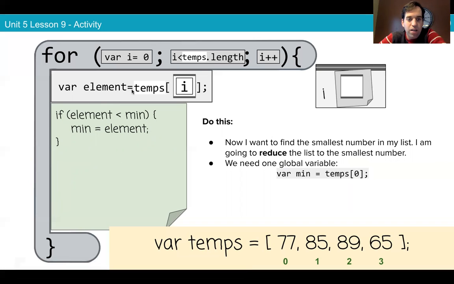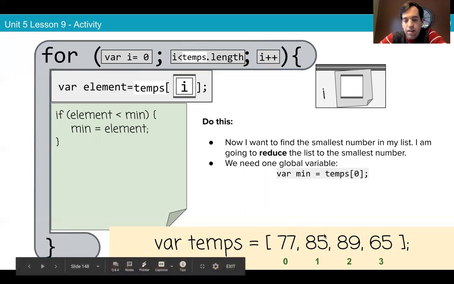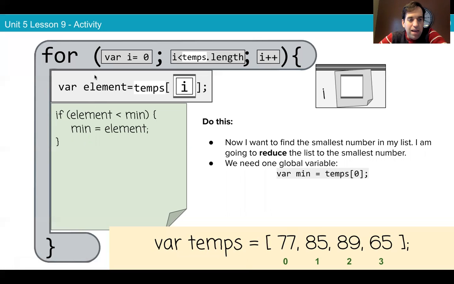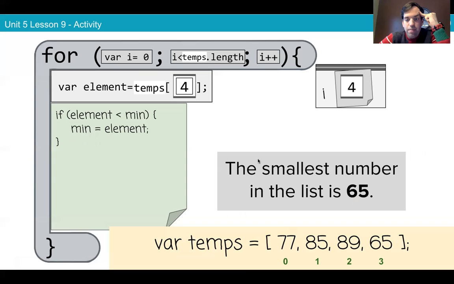It sets up a variable element, which is going to be the current value of the list, whichever index we're at. Now we have an if statement: if our current element is less than our former minimum, we're going to change the value of minimum to the value of element. So as we run through this list, as we get to a smaller value of temps, minimum is going to be replaced by that new element until we get to the end. And by the time we get to the end, we're going to find out that the smallest number in the list is 65. Let me walk you through that.